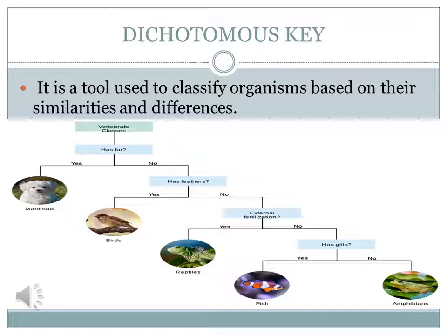Keys consist of a series of choices that lead the user to the correct name of a given item. Dichotomous means divided into two parts. Therefore, dichotomous keys always give two choices in each step.